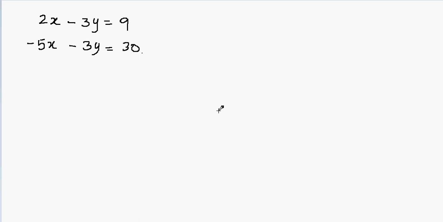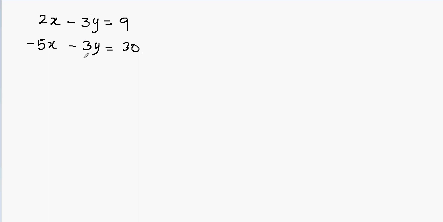Hi, in this video we'll learn how to solve a system of equations by the elimination method. Here what you notice in this equation is that you have the same coefficient for y. The coefficient of y in the first equation is -3 and it's -3 in the second equation as well.